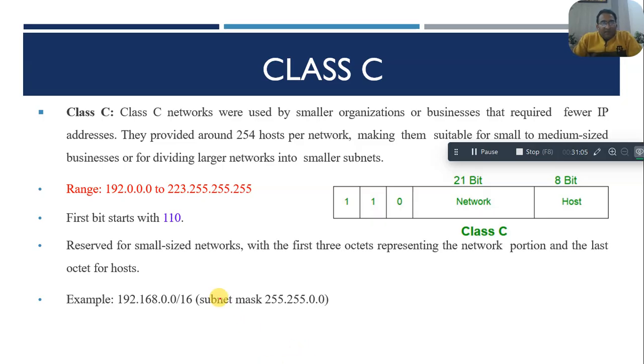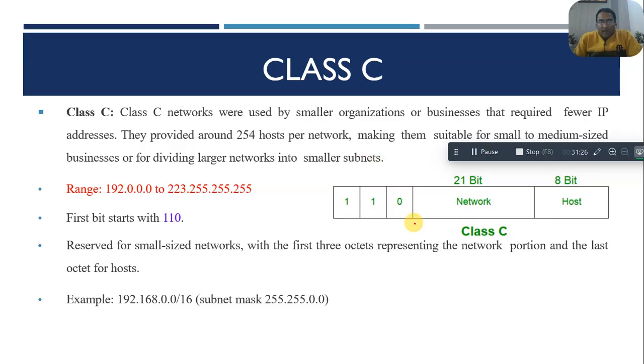Now we have class C IP addresses. Class C IP addresses are used by smaller organizations or businesses that require fewer IP addresses. They provide around 254 hosts per network, making them suitable for small to medium sized businesses for dividing large networks into smaller subnets.